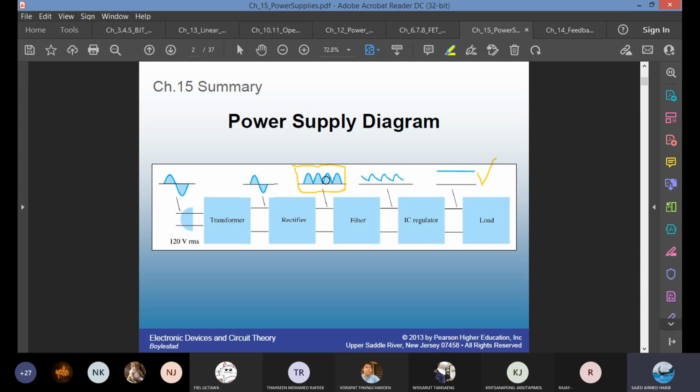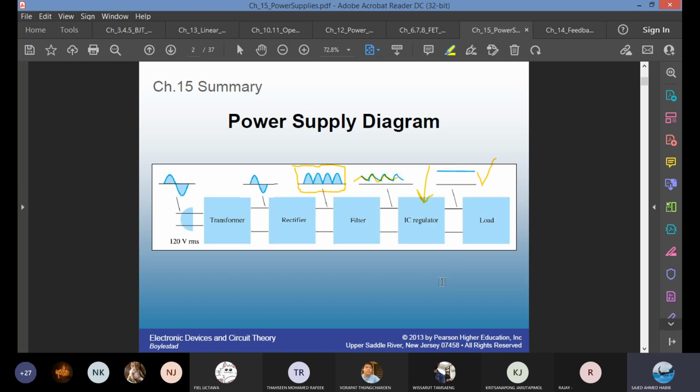Normally a capacitor filter; if you pass through a capacitor filter, it will give you a waveform like this. This is charging, discharging, charging, discharging, but still it's not a straight line. You can further add another stage, which we did, RC. It will become less ripple, but nonetheless the line is not straight. Then if you put an IC voltage regulator after the filter circuit, you're going to get a straight line, which will be delivered to your load.